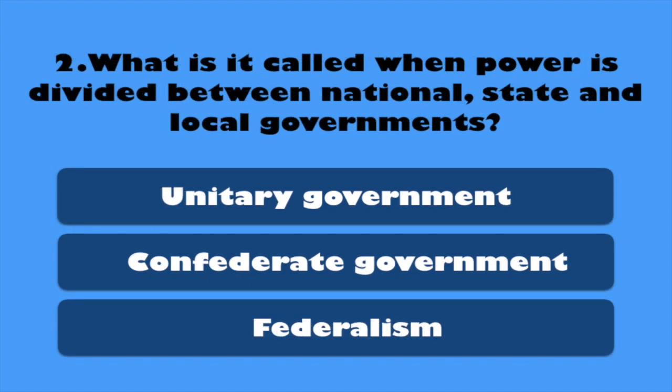Question number 2. What is it called when power is divided between national, state, and local governments? Ooh, that sounds like the government that was created at our Constitutional Convention in 1787. Of course, that's called federalism.